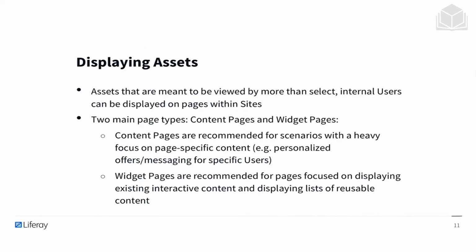Assets that are meant to be viewed by more than select internal users can be displayed on site pages. Within Liferay, there are two main page types: content pages and widget pages. We recommend using content pages for scenarios that require a heavy focus on page-specific content. Its editing UI allows us to easily customize personalized offers or messages for specific users. On the other hand, we have widget pages, which are recommended for pages that are focused on displaying existing interactive content and displaying lists of reusable content.